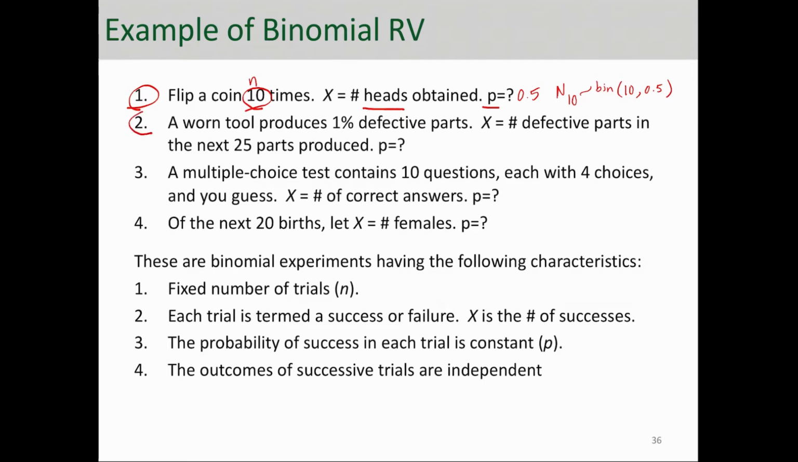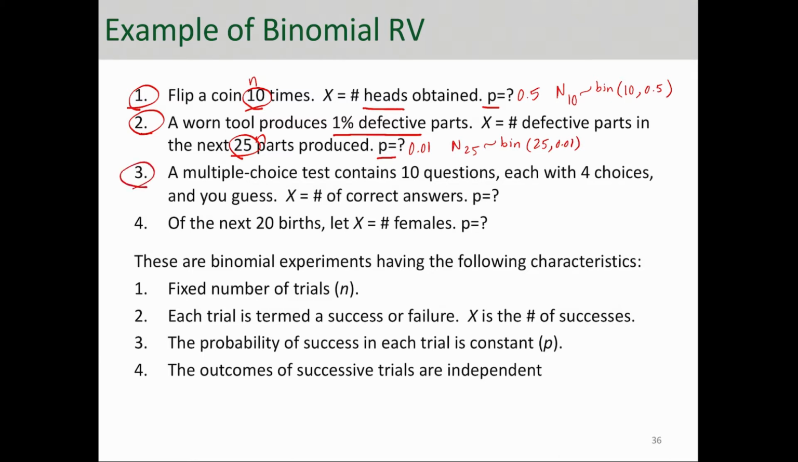A worn tool produces 1% defective parts. X is number of defective parts in the next 25 parts produced. So here we have 25 trials. So that's your n, number of trials. What is the probability of success here? And here, note that success, or quote-unquote success, is when a part is defective. And probability of that is 1%. So the random variable is N25, which is a binomial random variable, 25, and probability of success 1%.